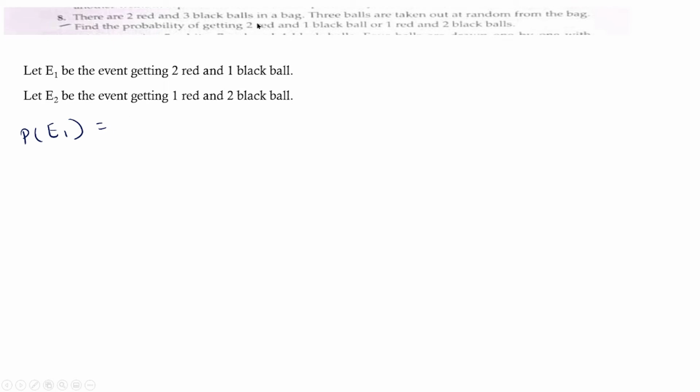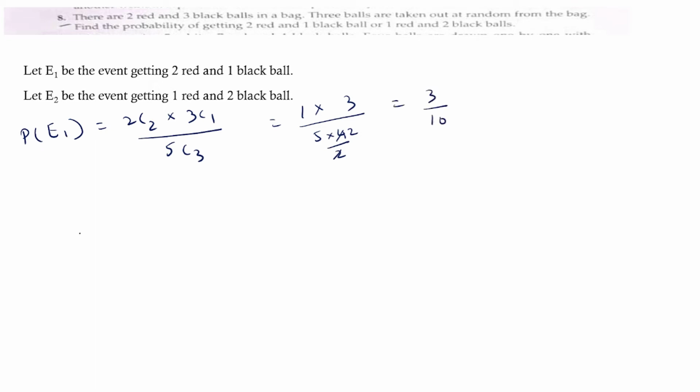Probability of E1 will be getting 2 red and 1 black ball. So 2 red from 2 red balls can be drawn in 2 C2 ways into 1 black from 3 black balls can be drawn in 3 C1 ways. And the total number of outcomes is drawing in total 3 balls from 5 balls. So upon 5 C3. So this is equal to 1 into 3 upon 5 into 4 upon 2. So this is equal to 3 by 10.